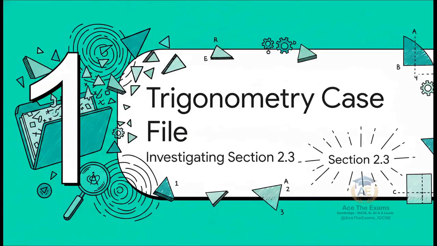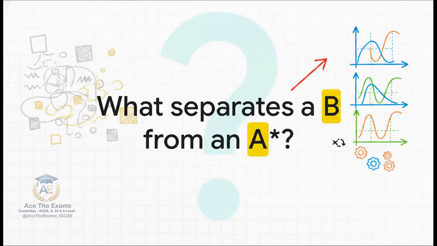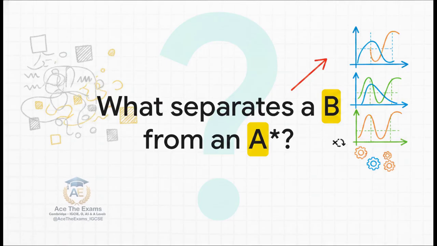All right, Section 1, the trigonometry case file, investigating Section 2.3. Let's get right into it. So you have to ask yourself, what actually separates a standard average grade like a B from that top-tier elite A-star success? Well, according to the senior examiners and the official Cambridge reports we've cross-referenced, it almost entirely comes down to how well you understand the complex underlying relationships of reciprocal trigonometric functions.